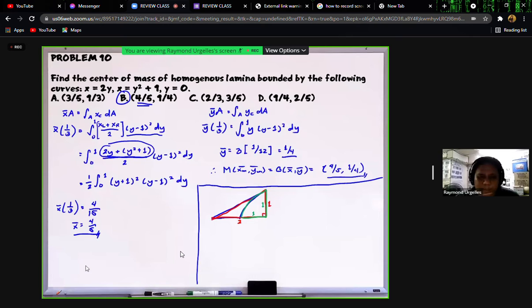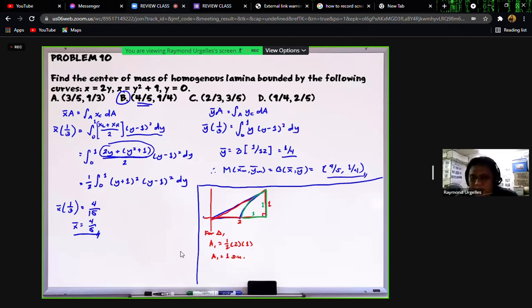So we can focus on the smaller areas. Let's start with the triangle. So for the triangle, the area, let me call it A1, is equivalent to 1/2 times base times height. So this is equivalent to 1 square unit. Okay? So again, this is A1.